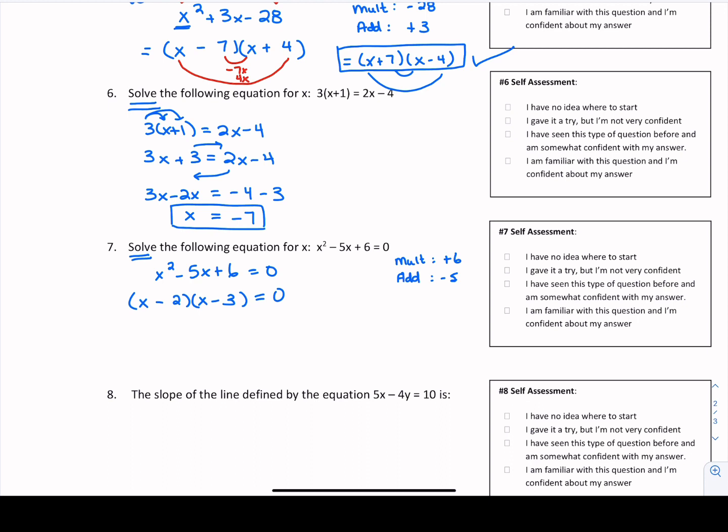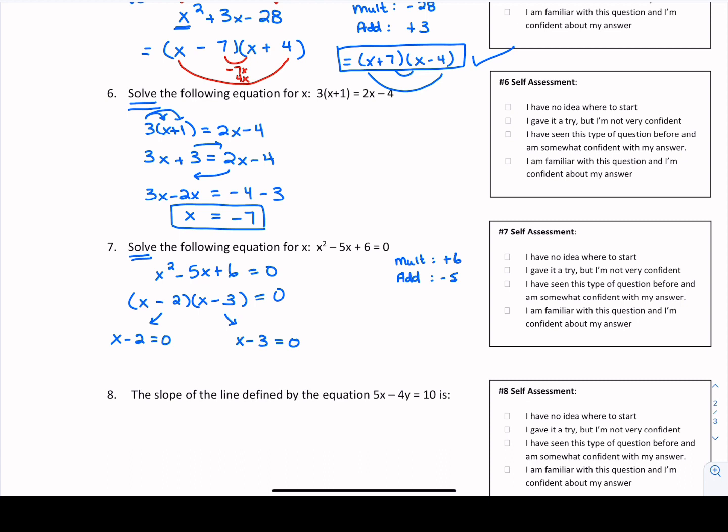What we need to do now is make these two little mini equations and solve them individually. So if I told you that x minus 2 was set to 0 because of something we call the zero factor property, when I multiply these brackets together, I need to get 0 overall. So x minus 2 on its own could be 0, or x minus 3 on its own could be 0. So we actually end up with two solutions here.